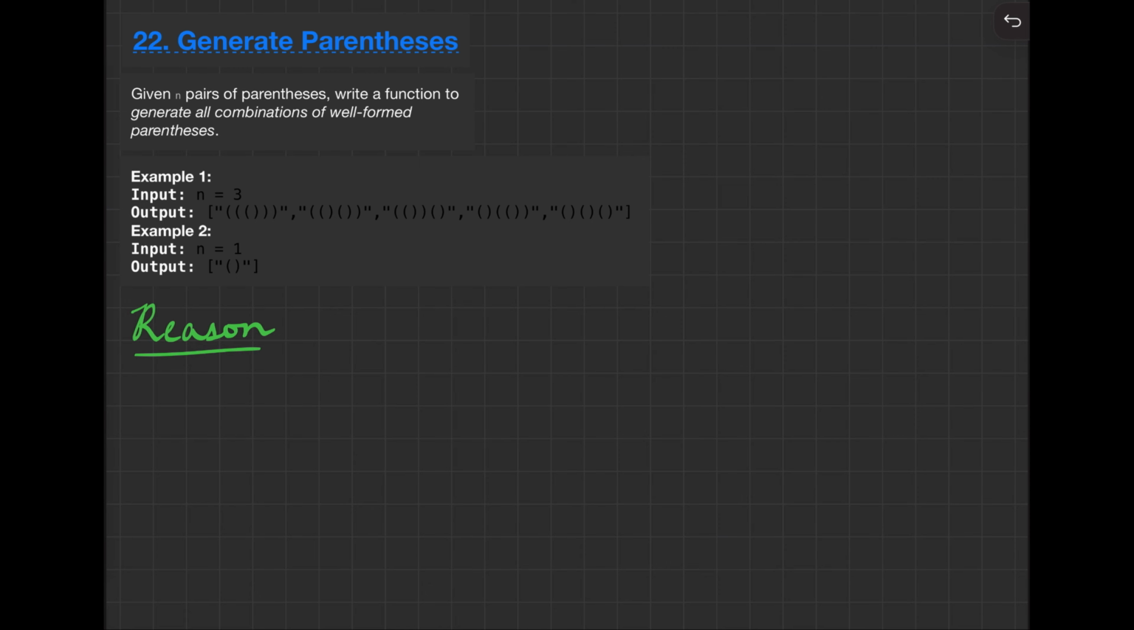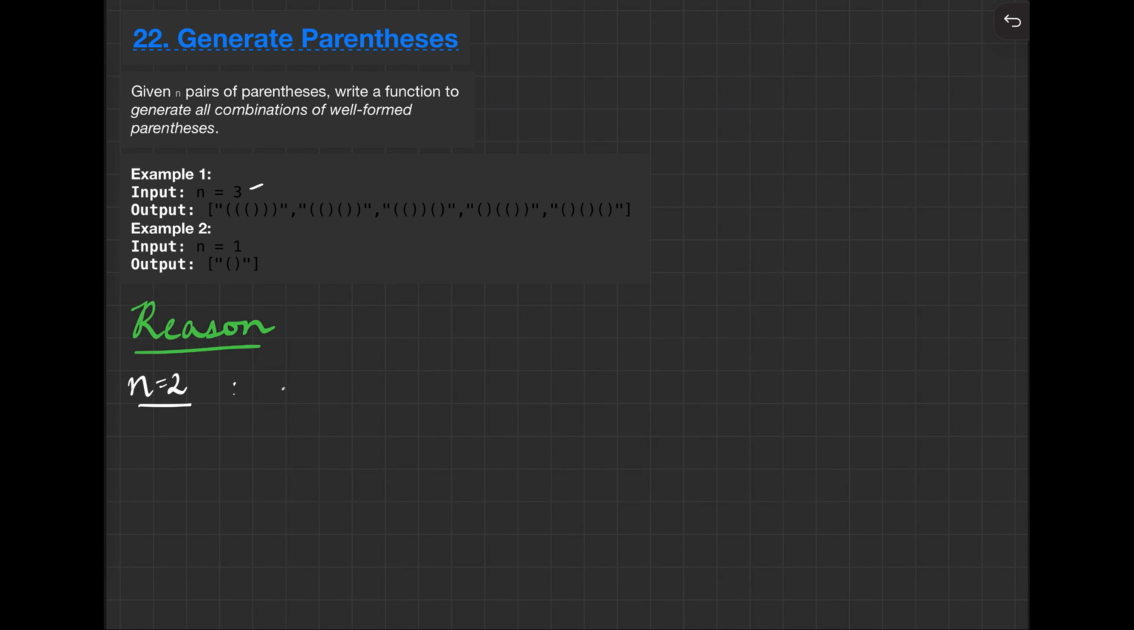Please note here that the reverse cannot be a valid parenthesis. It has to be valid in the sense that whenever you open a parenthesis, it always gets closed, and the parenthesis is always opened first. It's not like you can close the parenthesis first and then open it. Let's look at another example for n equals 2. One of the combinations you can have is open, open, close, close, or you can have open, close, open, close.